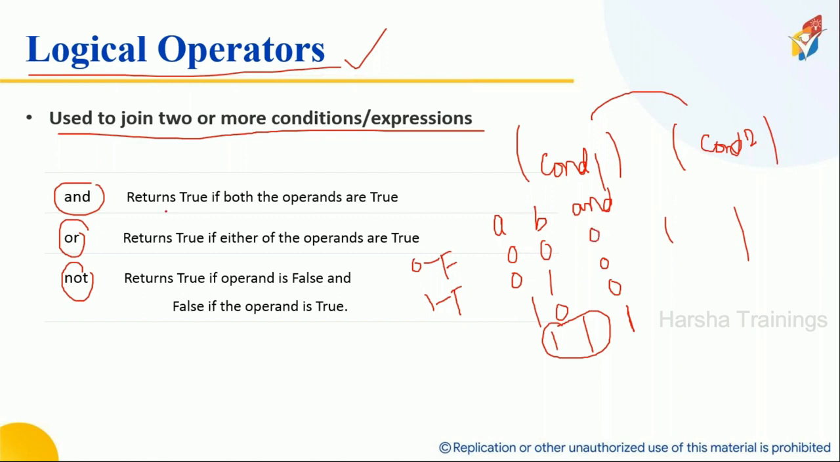Now look carefully. The AND operation returns true if both the operands are true. Here, A is true and B is true, then only the AND operation returns true. In all other cases, it will be false.